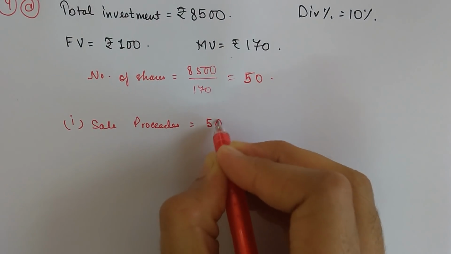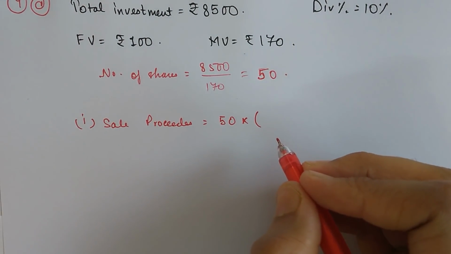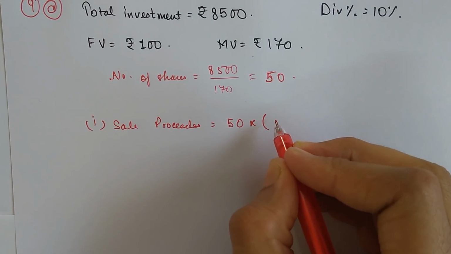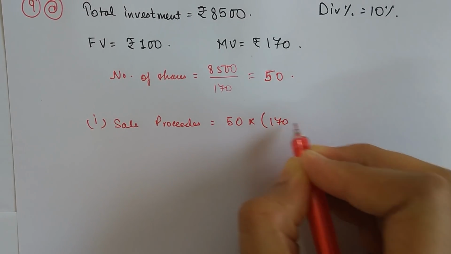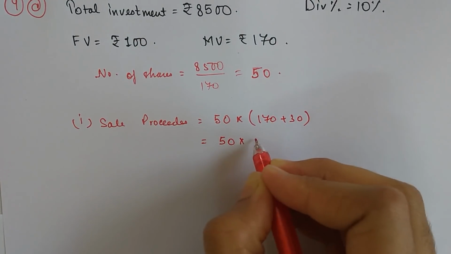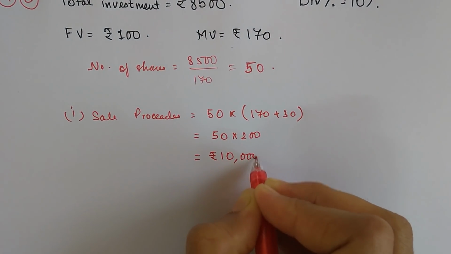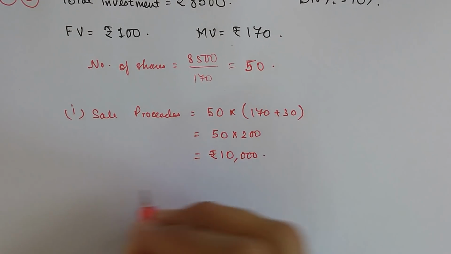Now he has 50 shares. He sells them when the value increases by rupees 30. Therefore, he sold them at 170 plus 30, so this is what you get. So 50 into 200, which is rupees 10,000. So this is your first answer, the sale proceeds.